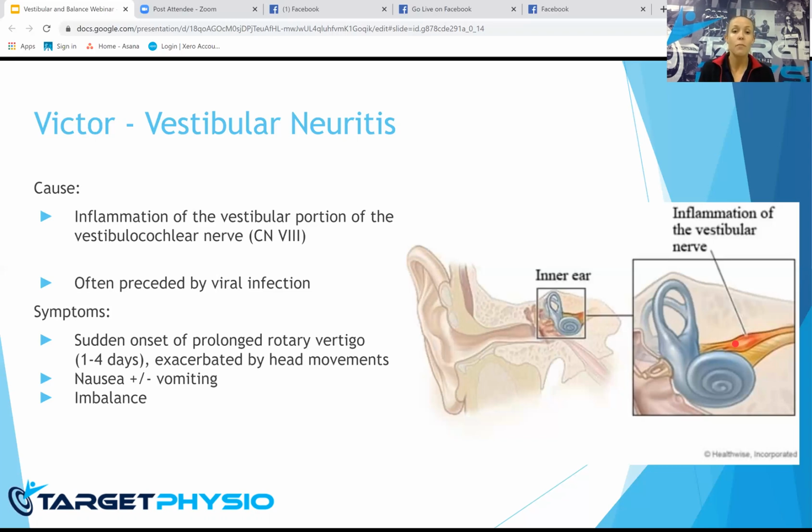Vestibular neuritis can be preceded by viral infections, and sometimes people will present with it when they've not been aware of having any sort of viral infection beforehand, but it's been set off. So sudden onset of prolonged rotary vertigo, world spinning, 1 to 4 days in duration, exacerbated by head movements, nausea and vomiting, and in some cases quite extreme imbalance.